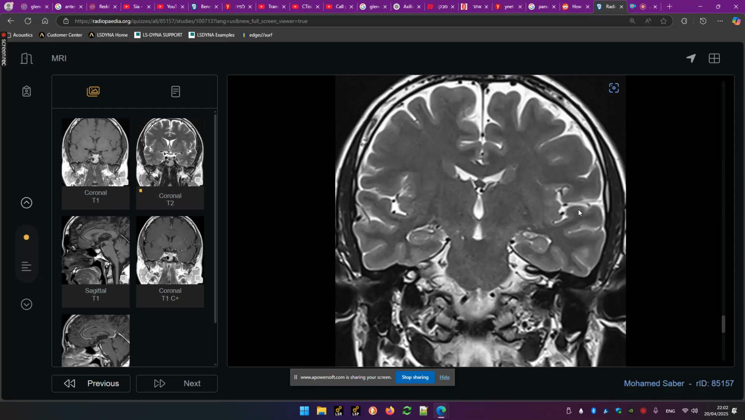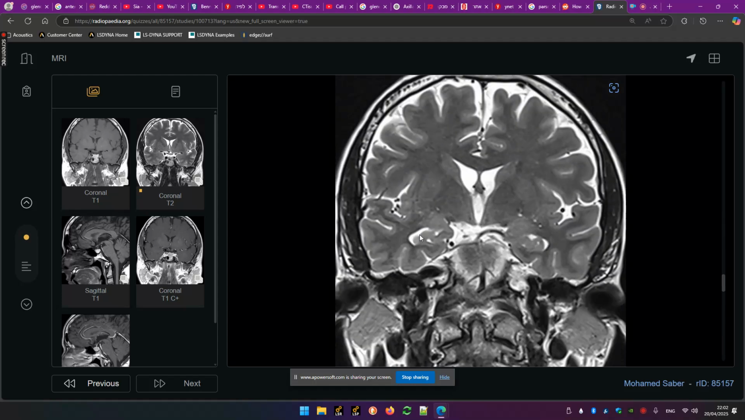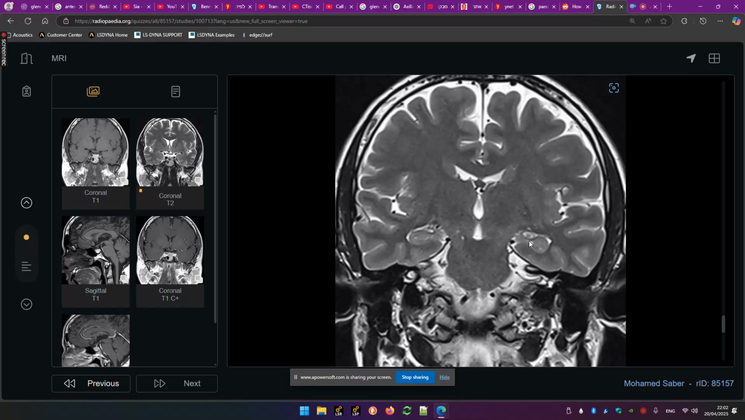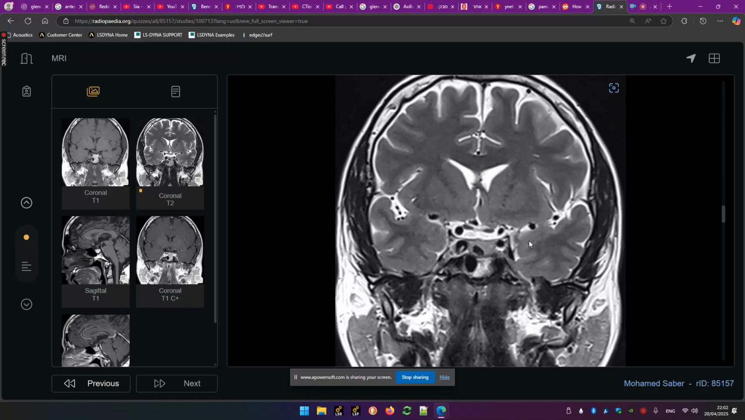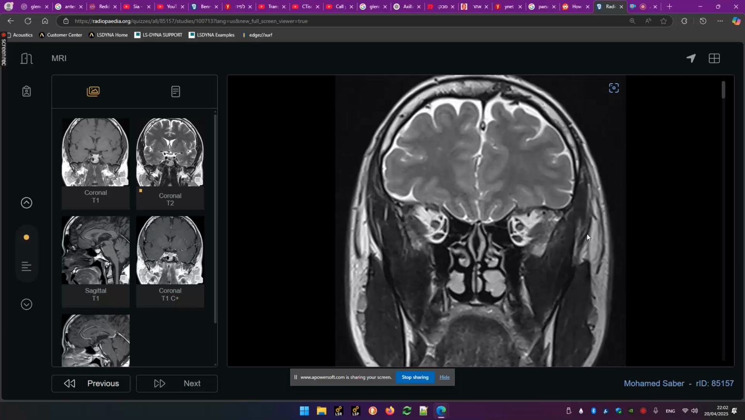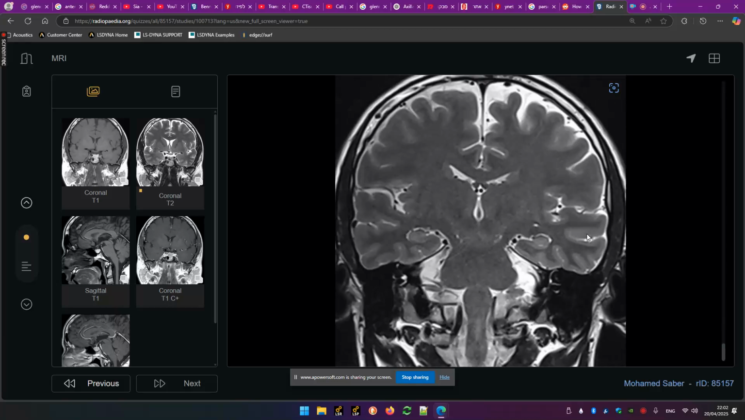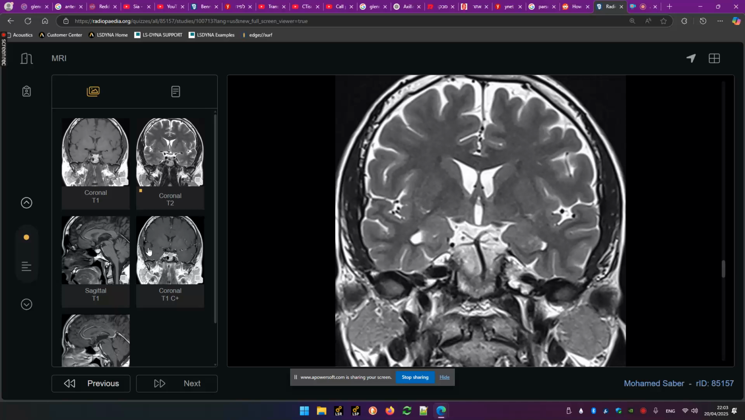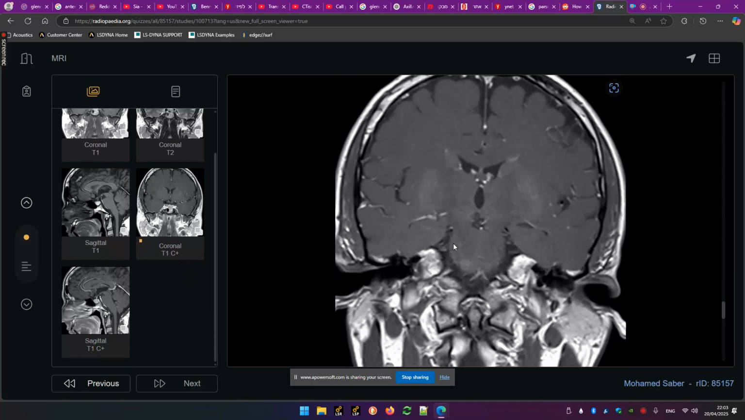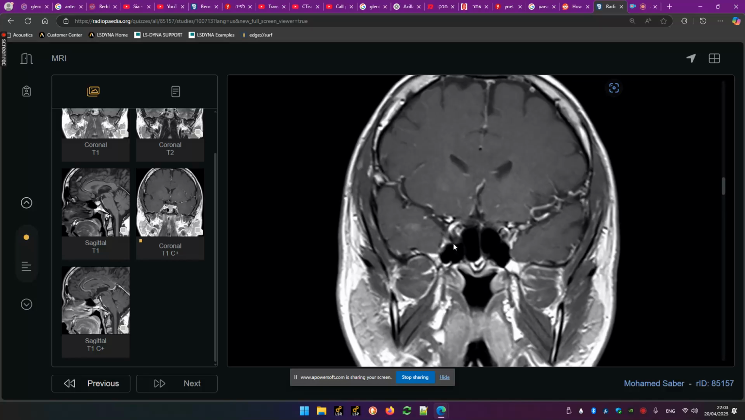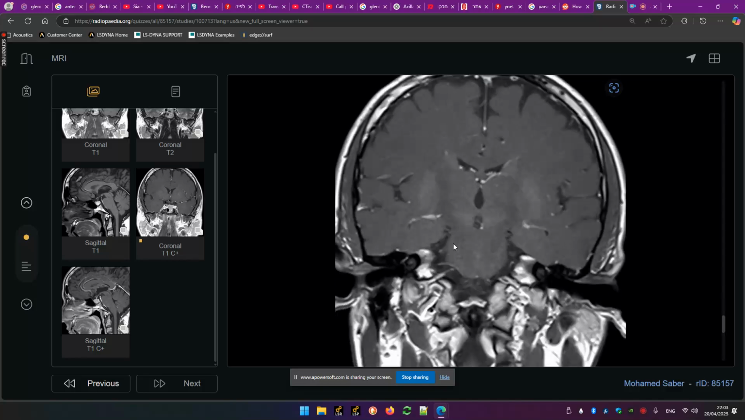Okay, here nothing bad. You can see the hippocampus right over here. I don't think there's too much atrophy. Maybe there is a little bit of atrophy of the brain, maybe. Not too much. Let's see if there is something enhancing. Nothing really enhancing.